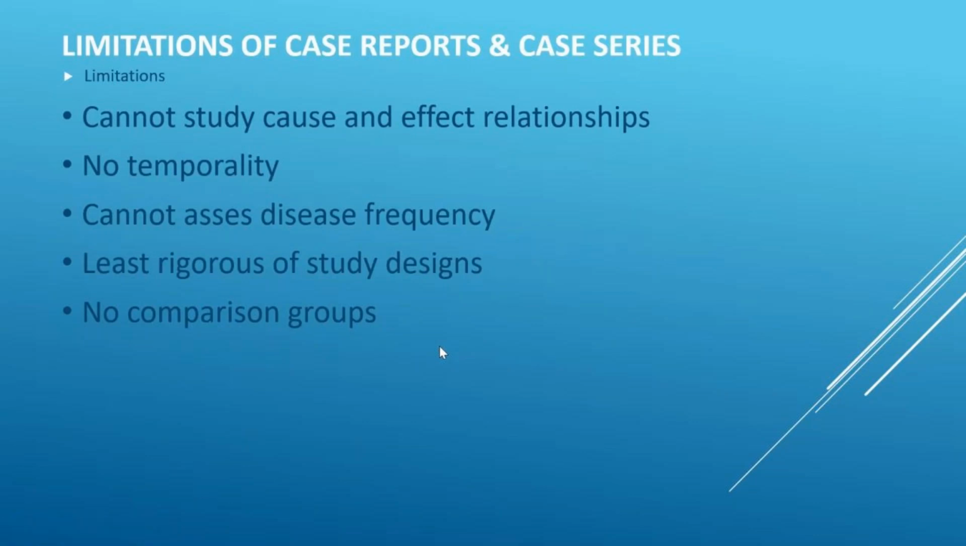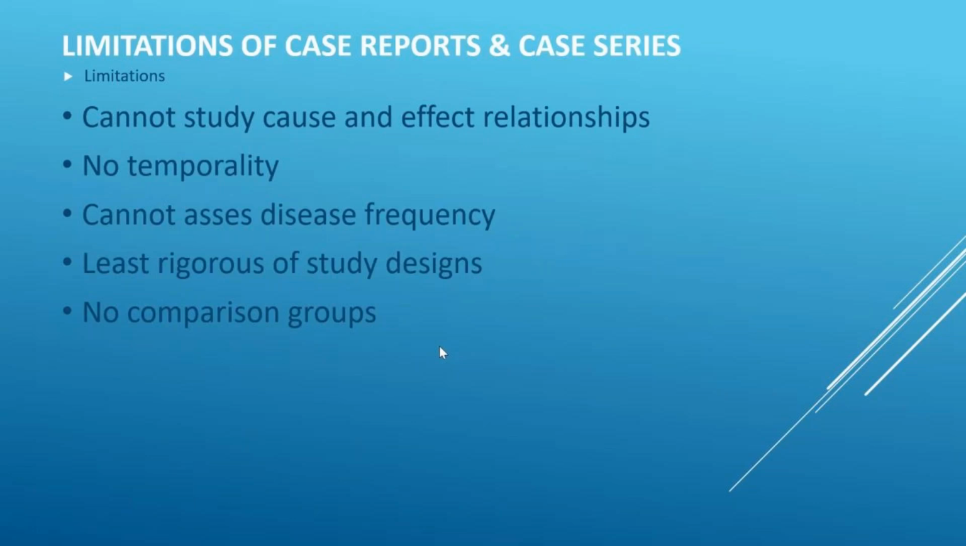So, what are the limitations of case reports and case series? They cannot study cause and effect relationship between the exposure and the outcome or development of a certain disease. Some people would be exposed to the risk factors and develop disease, and some people would have a history of exposure to the same agents but they didn't develop disease. So, what was the difference between the first group who developed the disease after exposure and this group in which the individuals have not developed disease after exposure?